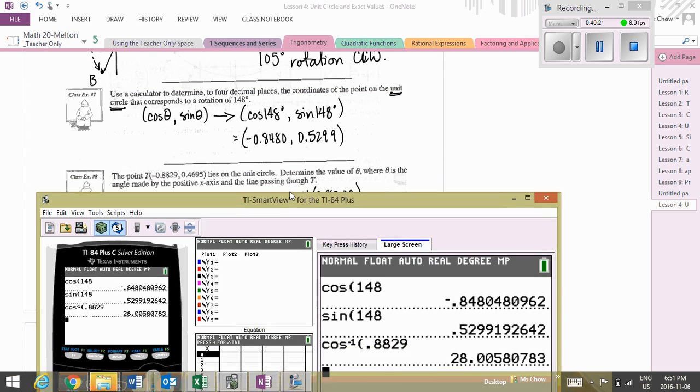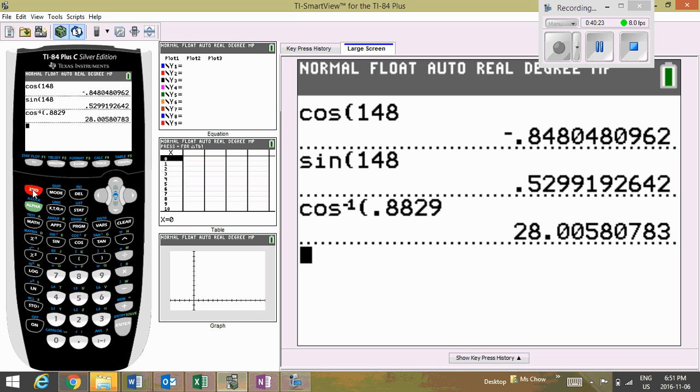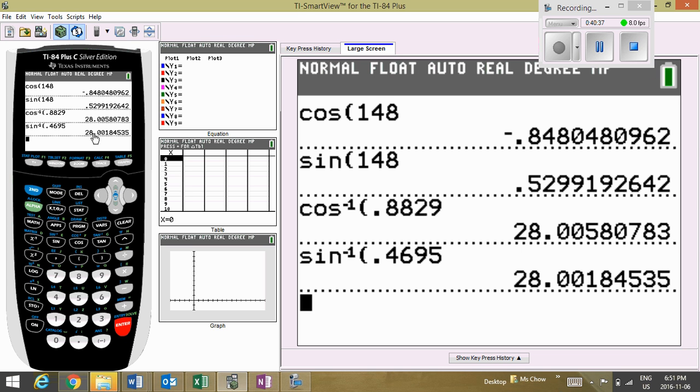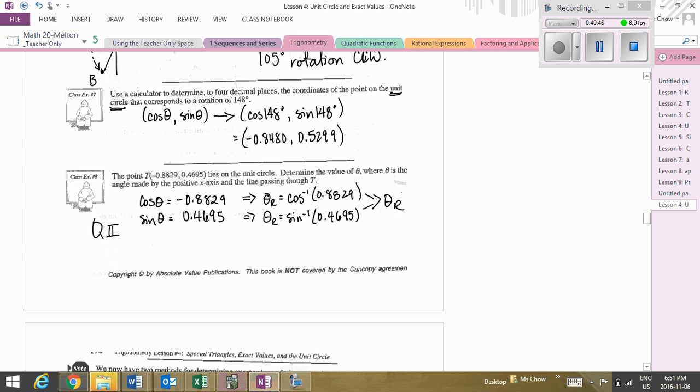Alternatively, it was 0.4695, so the inverse sine of 0.4695. And so again, we can see we come up with exactly the same angle, which is 28 degrees, but because we're in quadrant 2, that tells us that theta, our angle in standard position, must be 152 degrees.